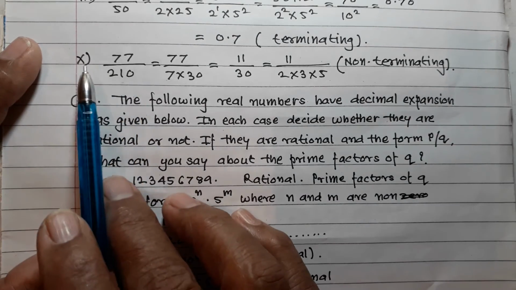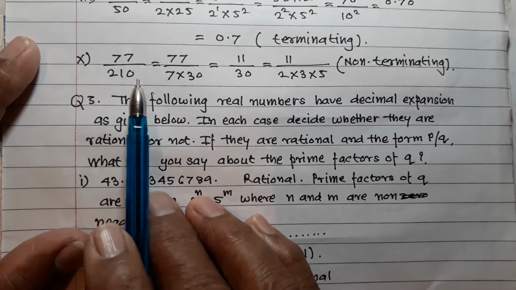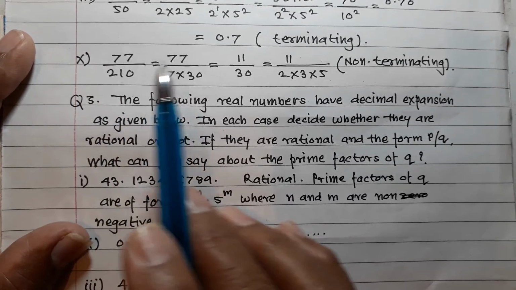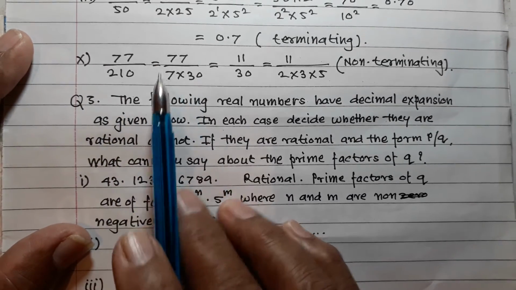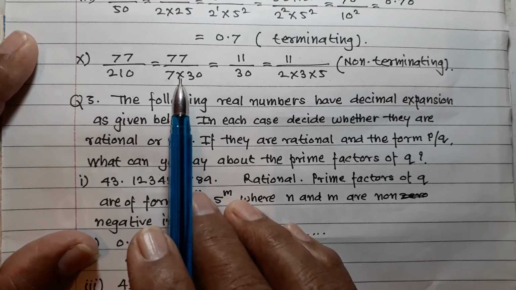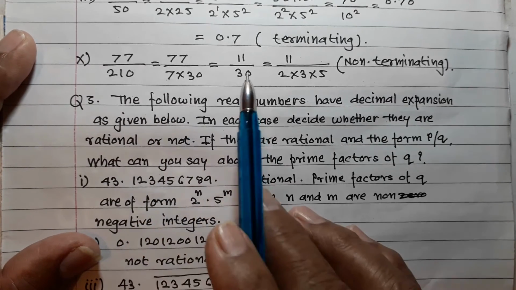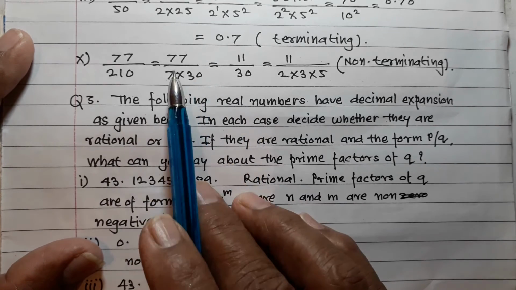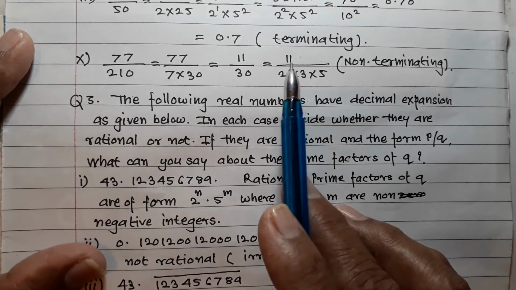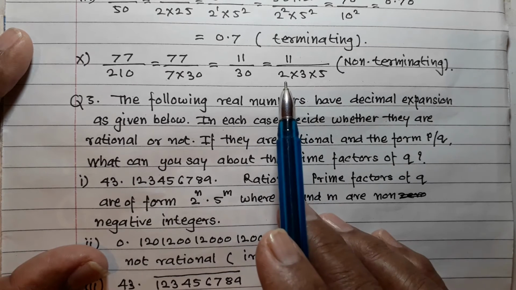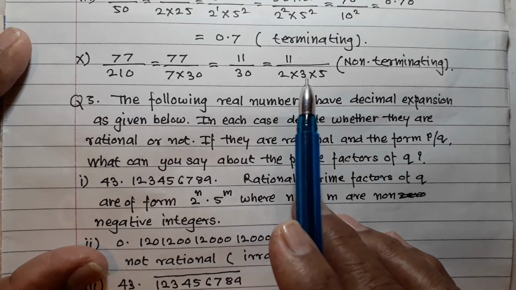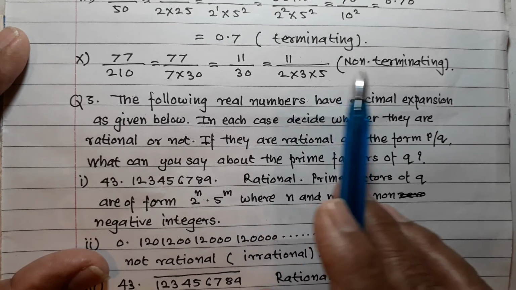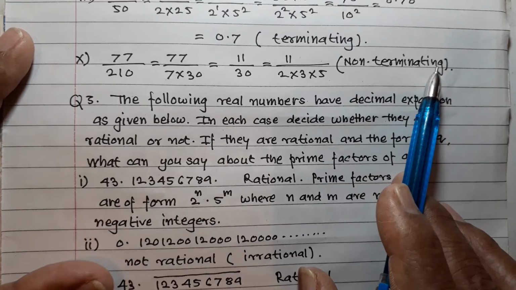Question number 10. 77 upon 2 raised to 10, 210 is equal to 77 upon 7 into 30 is equal to 11 upon 30. This I simplify. So this is equal to 11 upon 2 into 3 into 5, and because of this 3, this is non-terminating.